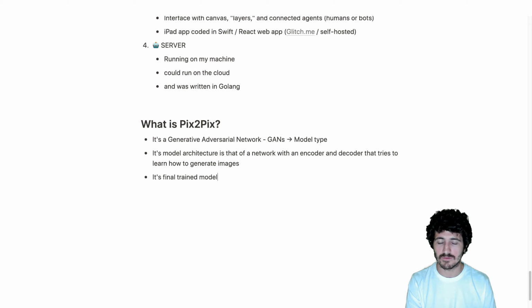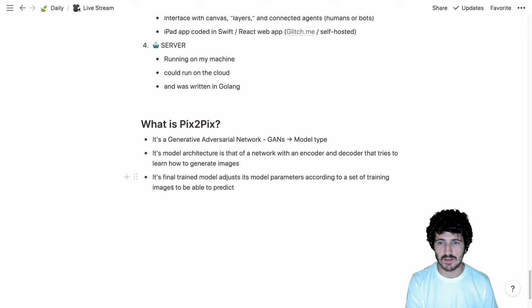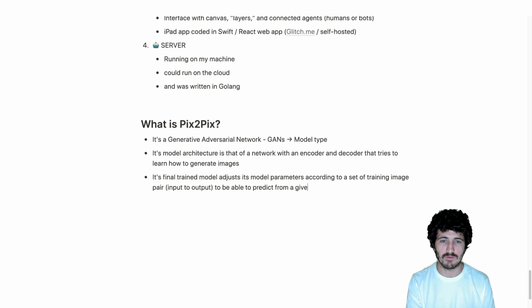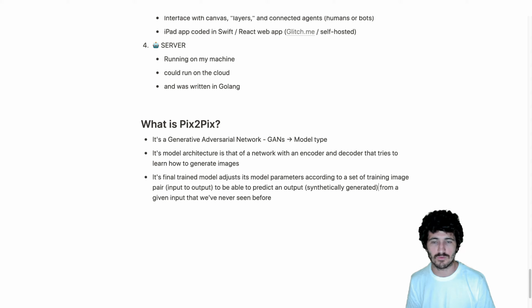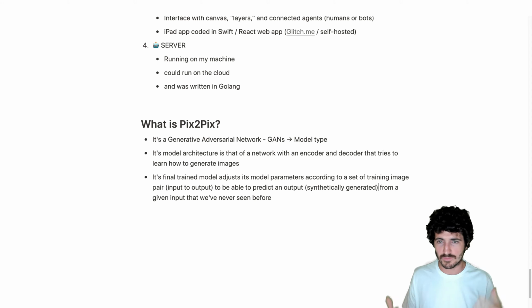If we go back here, the final trained model adjusts its model parameters according to a set of training images to be able to predict the training image pairs, input to output, so that from a given input that we've never seen before, it can predict an output synthetically generated. All right, so that is in summary what Pix2Pix is.